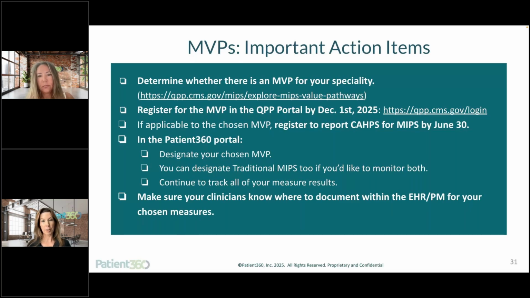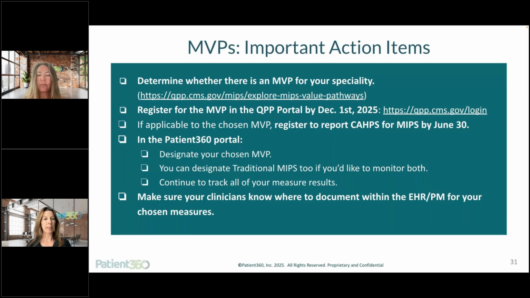One thing that's really important to keep in mind is that you have to register by December 1st of the performance year. Don't forget to register or you'll do all that work and submit and they won't be able to accept your data. Third item, if your selected MVP has CAHPS for MIPS, you have to register to report the CAHPS for MIPS survey by June 30th of the performance year.